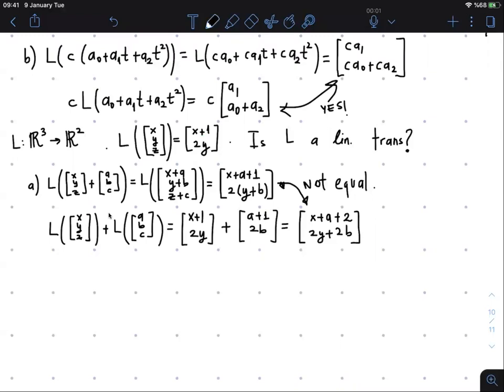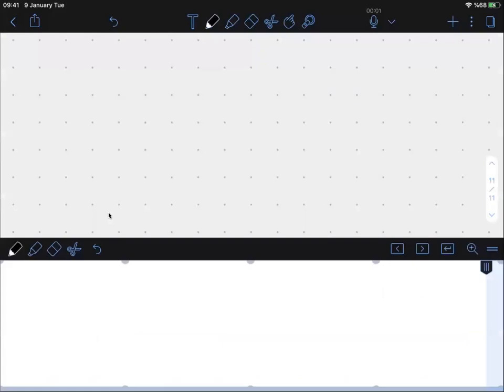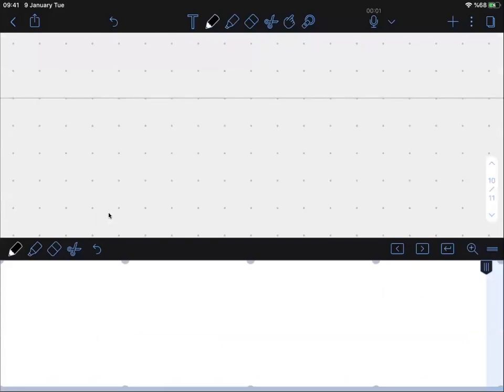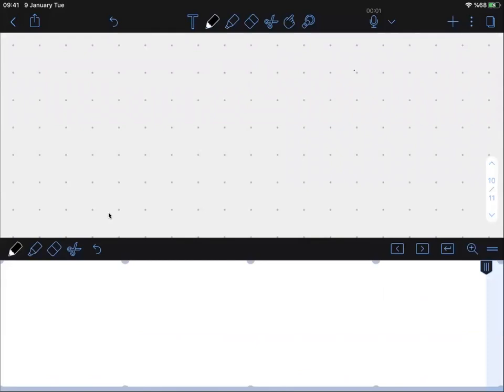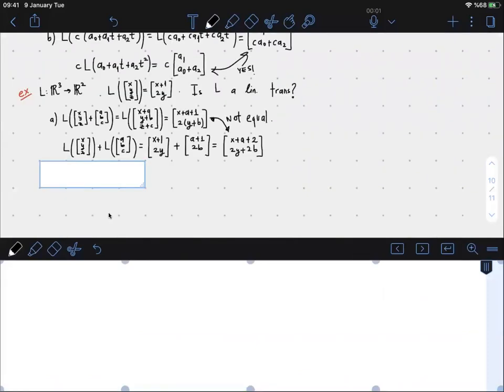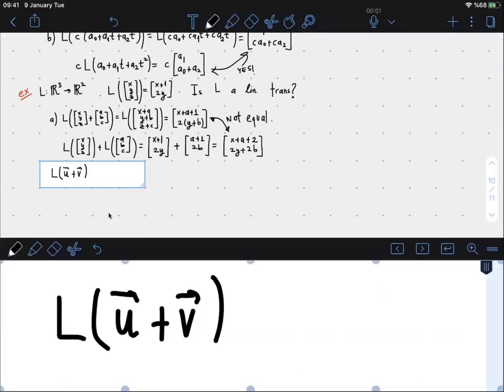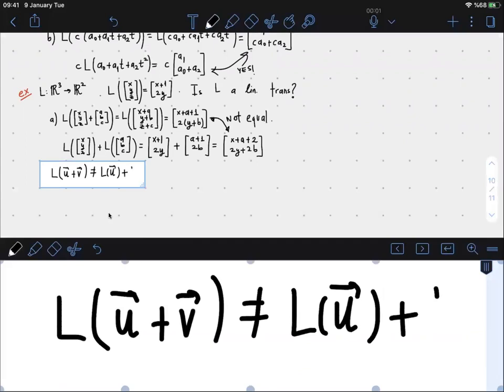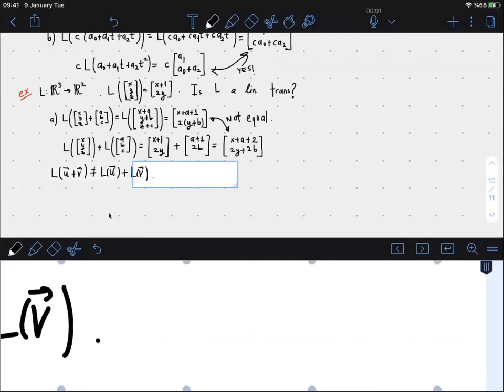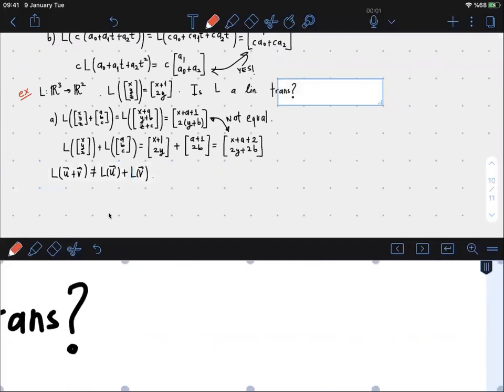So what did we see here? Let's write what we have seen here. We have seen that L of u plus v here is not the same as Lu plus Lv. So this is not a linear transformation. Let's write no as the answer.